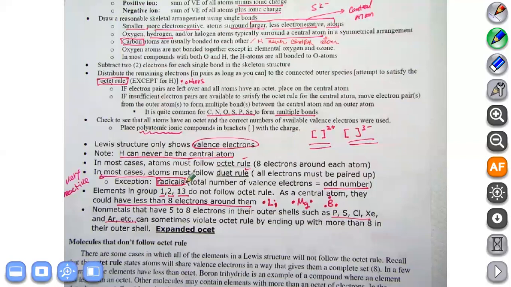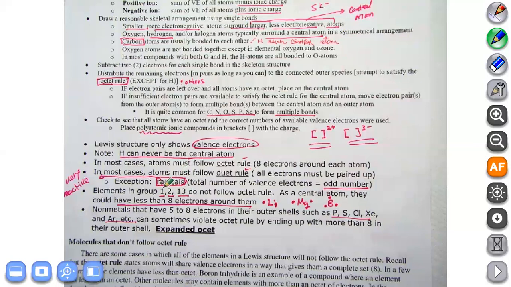So one exception to the duet rule would be when you have a species called radicals. When you have radicals, you would know you have a radical when you add up all the total valence electrons and you end up with an odd number. Then you know that one electron would not be paired up. A radical is an extremely reactive species. Okay, I think that's important for you to know.